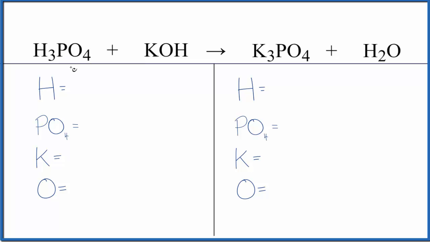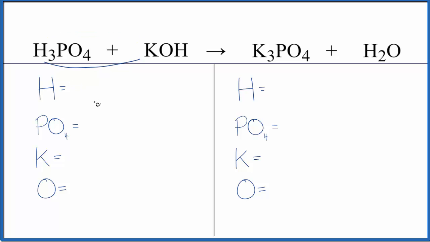So we have H3PO4. This is an acid, and then KOH. This is potassium hydroxide. When you have this OH bonded to a metal, that's a hydroxide, so that'll be a base. So an acid and a base, that's going to be a neutralization reaction. We'll get a salt and we'll get water. So the type of reaction is neutralization. It's also a double displacement reaction because the hydrogen here and the potassium, they do switch places.